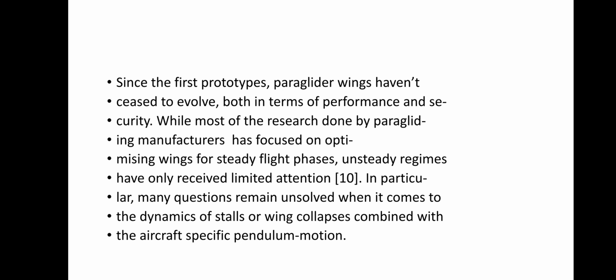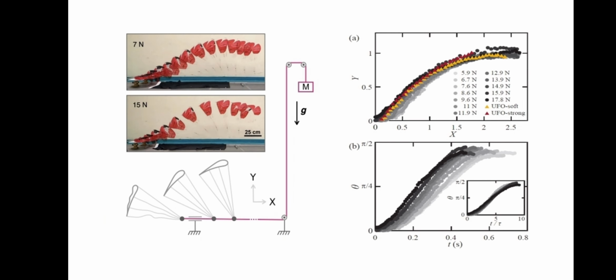Since the first prototypes, paraglider wings haven't ceased to evolve both in terms of performance and security. While most of the research done by paraglider manufacturers has focused on optimizing wings for steady flight paces, unsteady regimes have only received limited attention. In particular, many questions remain unsolved when it comes to the dynamics of stalls or wing collapses combined with the aircraft specific pendulum motion. Some diagrams of paragliders.